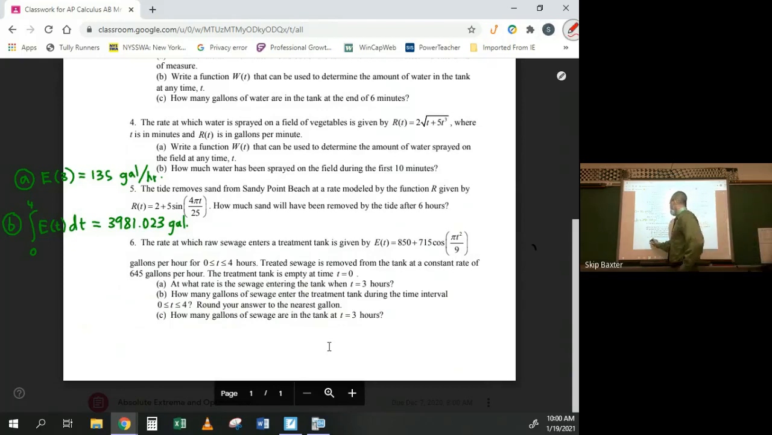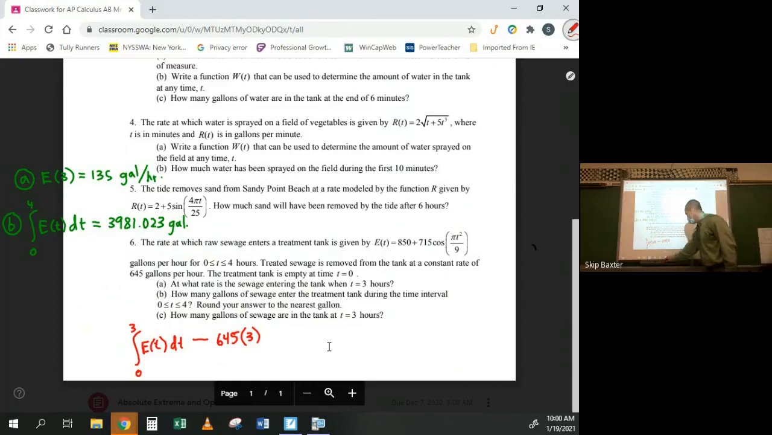The number of gallons in general is going to be the number of gallons at the start, which it says is empty, plus the definite integral from 0 to 3 of E of t. That's the amount that entered the tank in the first 3 hours, minus the amount that leave the tank in the first 3 hours. Well, it's saying it's a constant rate of 645 gallons per hour. So this would just be 645 times 3. That's the number of gallons that left during those 3 hours.